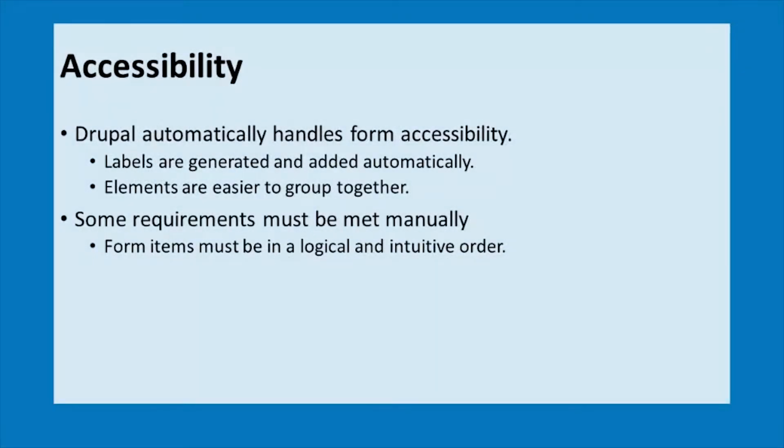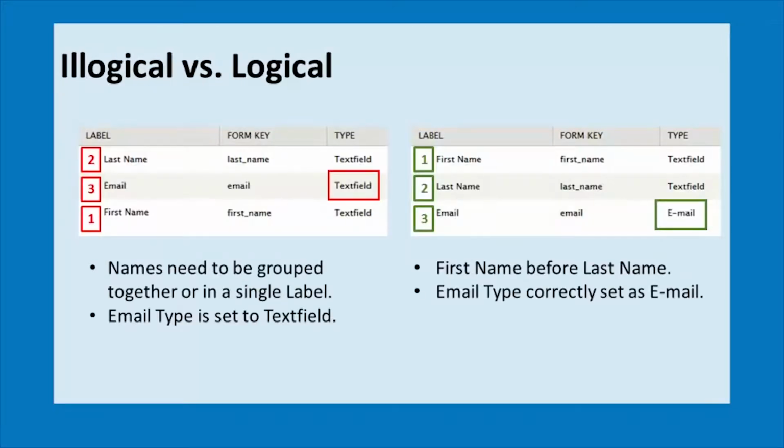Even though Drupal will automatically set most required accessibility, some accessibility requirements, such as the order of form items, must be set manually. The order must be logical and flow well, like the example to the right, where the name labels are grouped together and email follows. In comparison, the example at the left is illogical because the name labels aren't grouped together, as email appears between the last and first name.